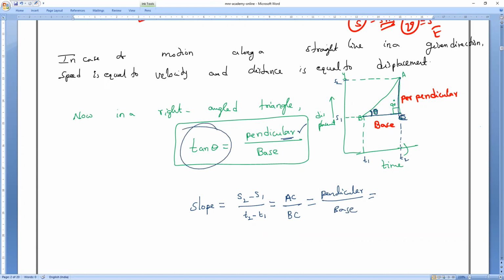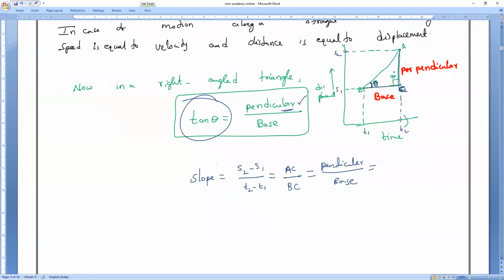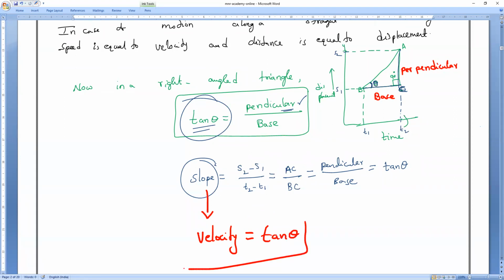All of you respond. Perpendicular divided by base is equal to what? Everybody, tan theta. Understand, Mari? Now slope will give you something. Can you tell me what slope is equal to? What does slope always give you? Velocity or speed. We know that slope is equal to velocity, and we know slope is equal to tan theta. So can I say now velocity is equal to tan theta? Is it right or wrong?